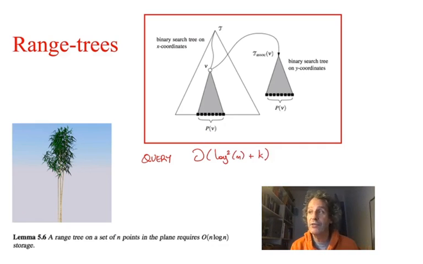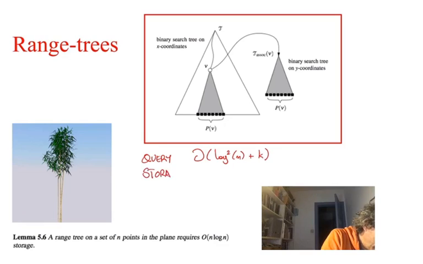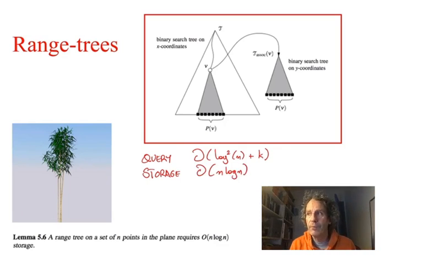And the price is the following. Now the storage will be O of n log n. So you will store more. What will you store more of? Basically, you will store a range tree for all levels. So at every node you will store an additional binary tree.